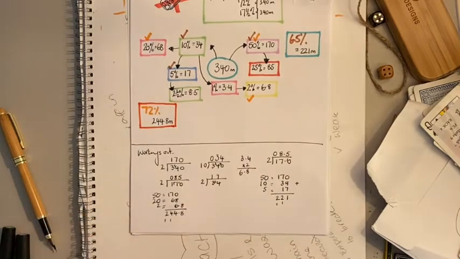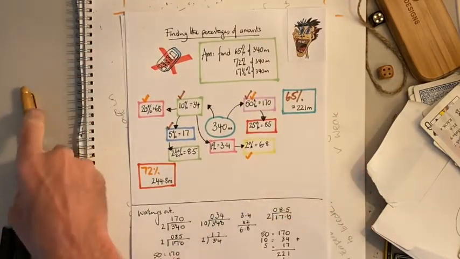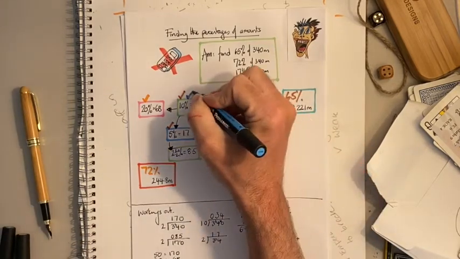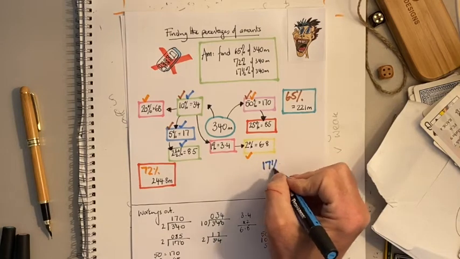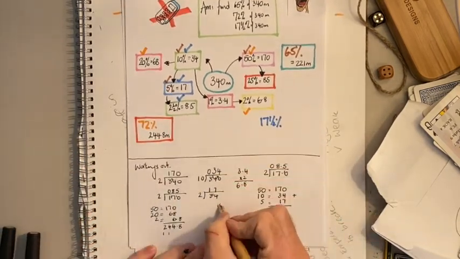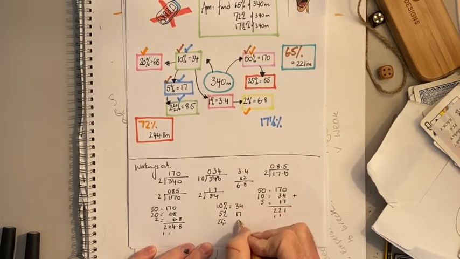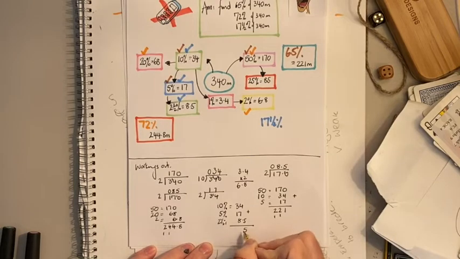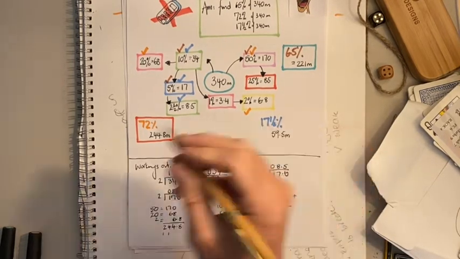And finally, 17.5%. Now that's quite an interesting one. Let's consider. I need my 10%, my 5%, and my 2.5%. And that will give me 17.5%. So let's do that here. I've got my 10%, my 5%, my 2.5%. So 34, 17, 8.5. Let's add these together. And that's 59.5 meters.